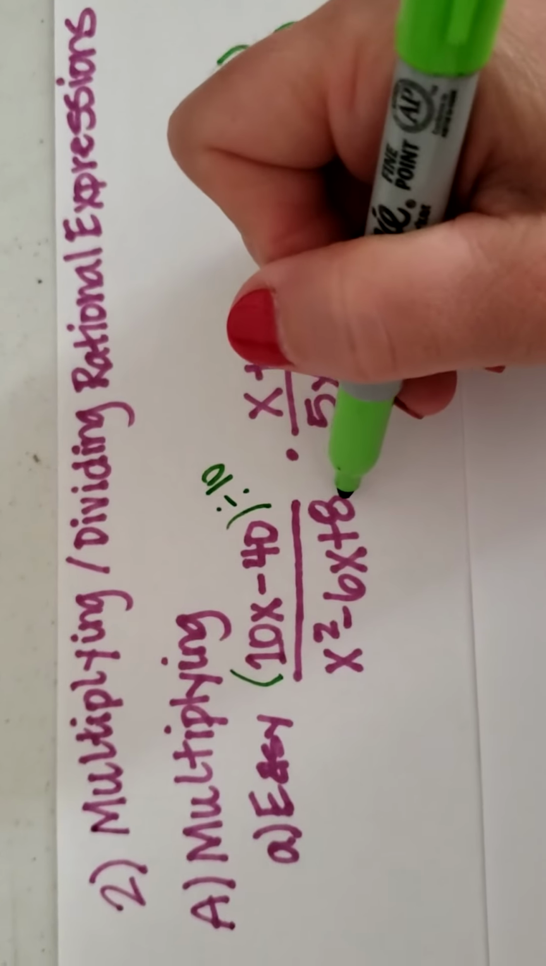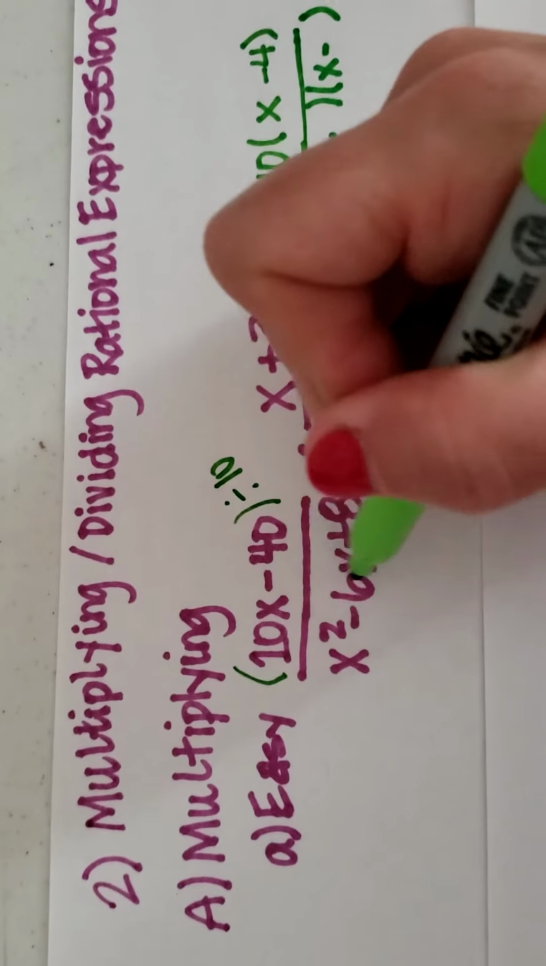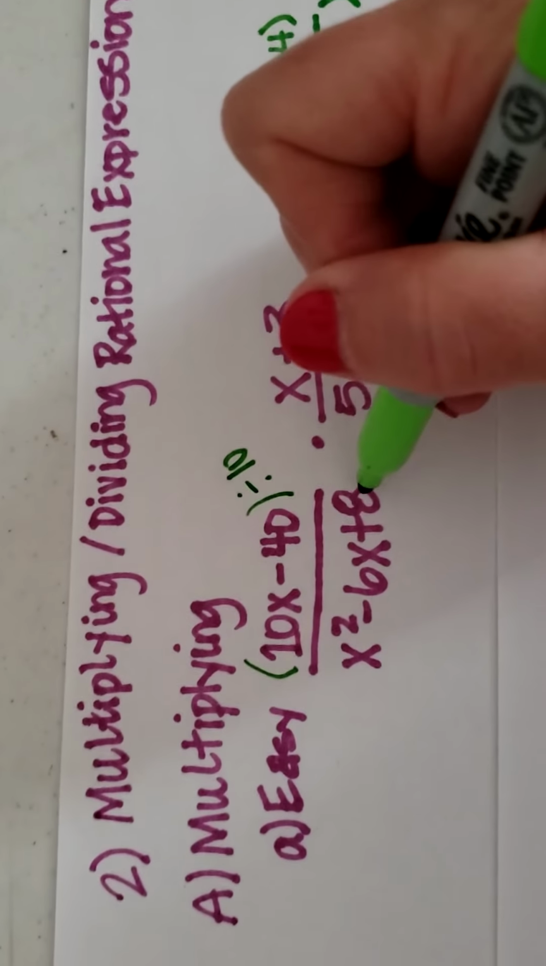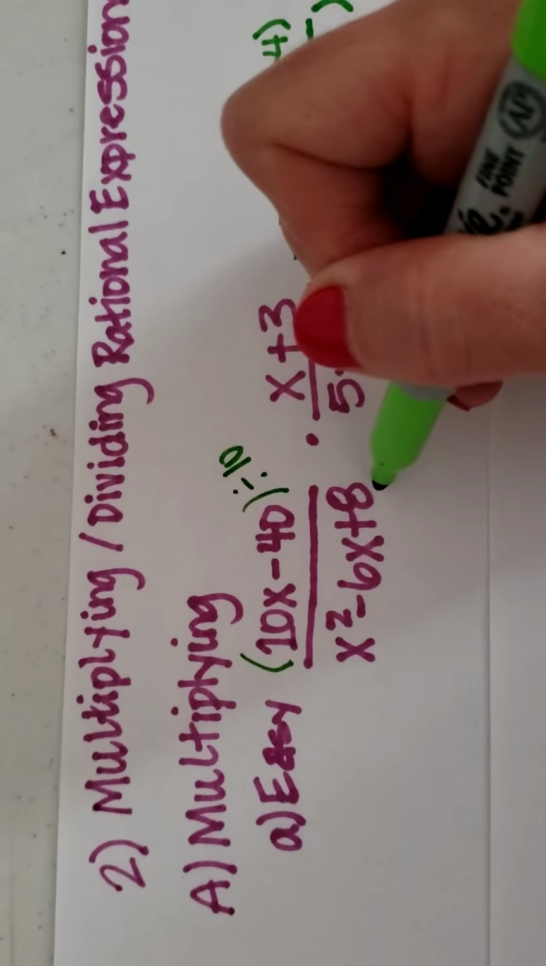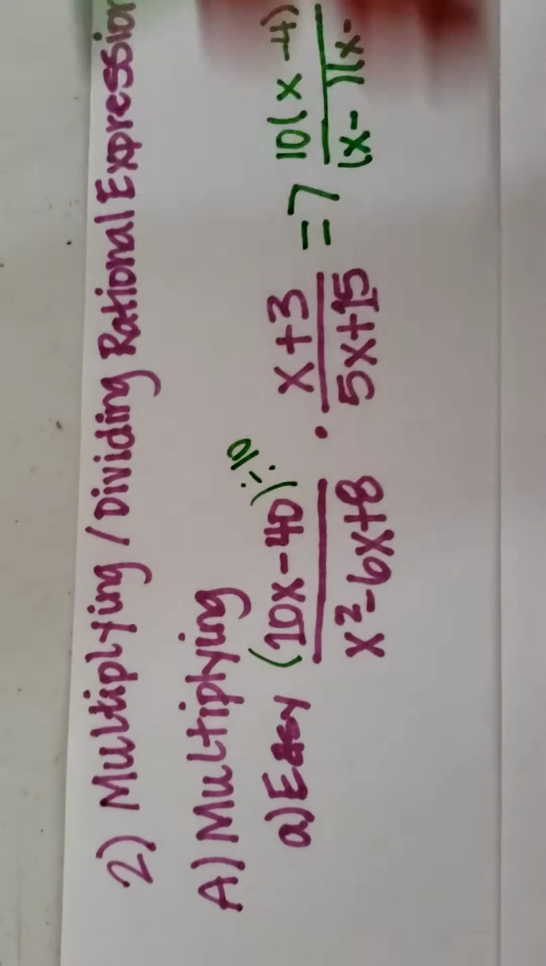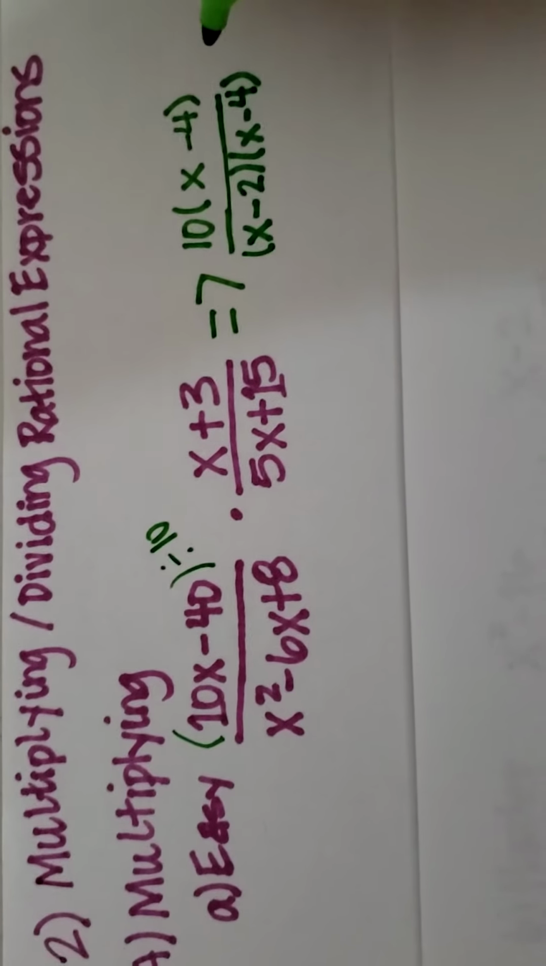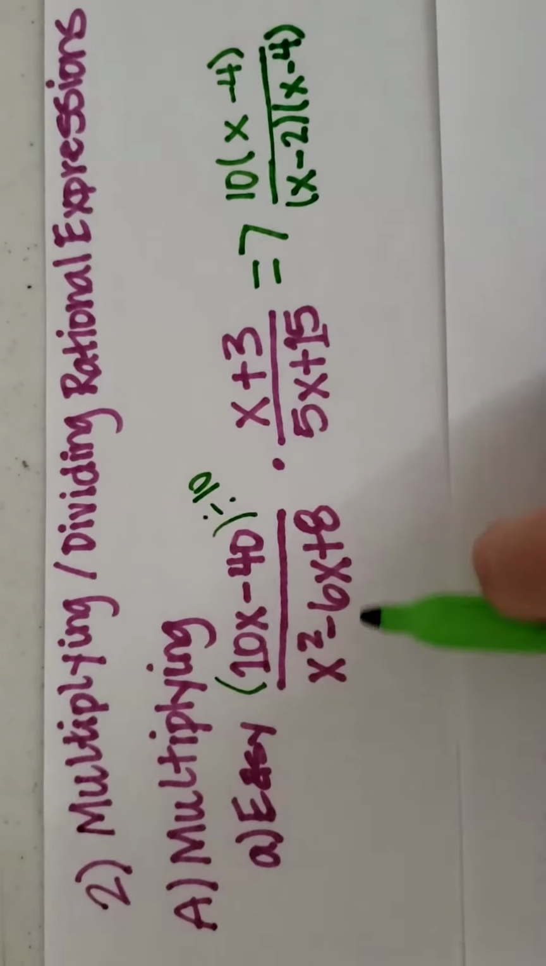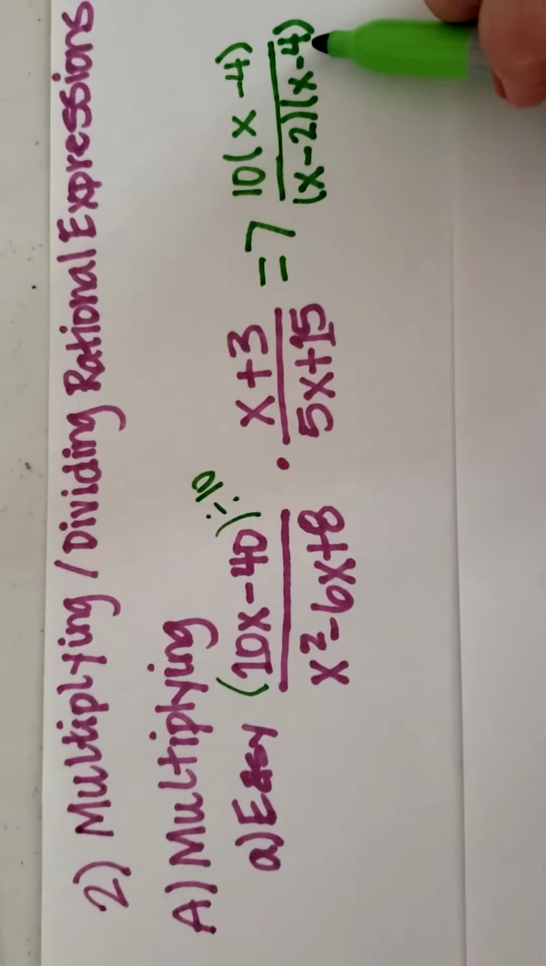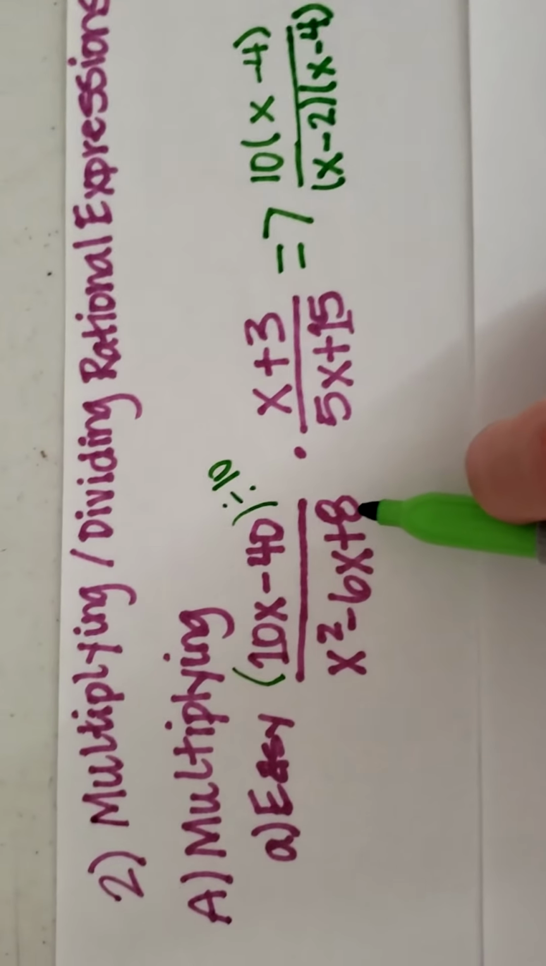Now, we know 1 and 8 are not going to give me that value of 6, but 2 and 4, the other set of factors for 8, will give me 6, because negative 2 plus negative 4 gives me negative 6, but negative 2 times negative 4 gives me positive 8.